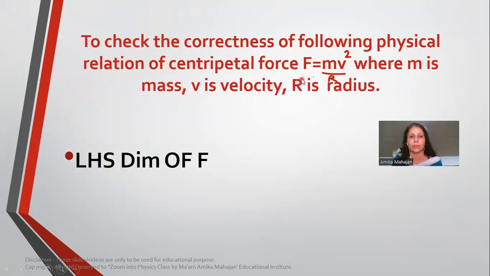Now come to second question. Here another relation is there. Centripetal force F equal to mv square by r, where m is mass, v is velocity, r is radius. First of all, we will see how many terms are there. There are two terms. Both terms should have the same dimension. On right hand side, it is mv square by r. These are the three quantities on which this force is depending. And mv square by r collectively makes one term.